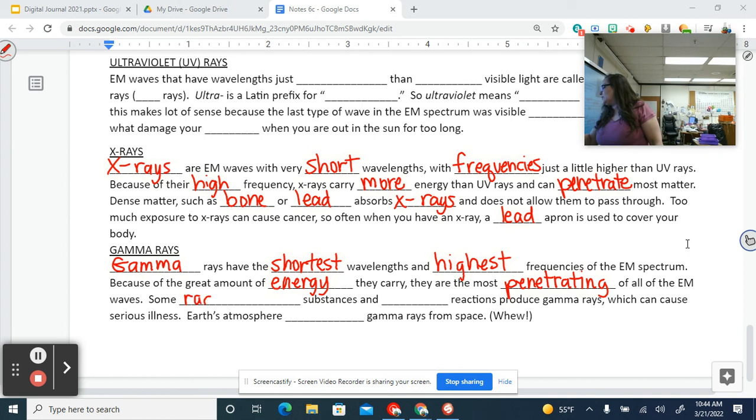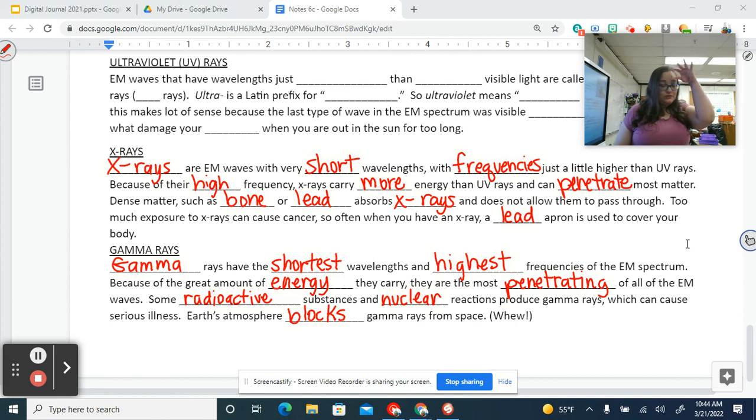So some radioactive substances and nuclear reactions produce gamma rays, which can cause serious illness. Fortunately, Earth's atmosphere blocks gamma rays from space. So, thank goodness our atmosphere protects us. Remember how I said the sun produces all of it. So it's a good thing that we have an atmosphere that protects us from it, or otherwise we would be in big trouble. All right, that is it for Note 6C.